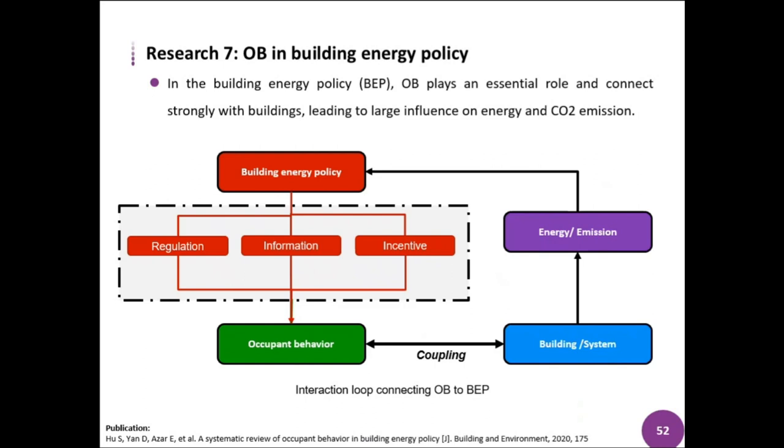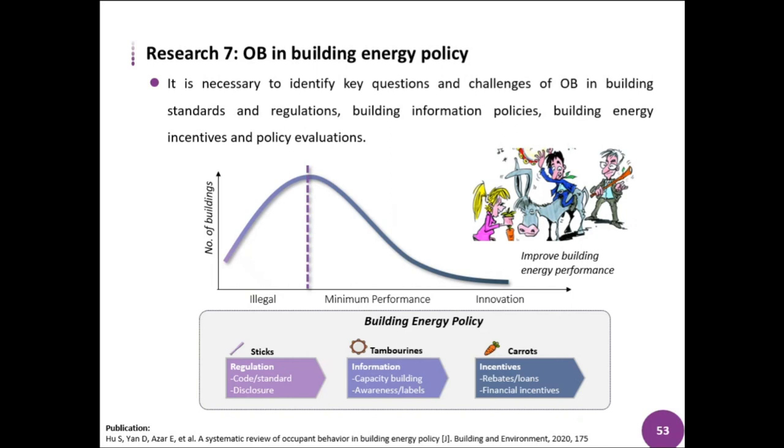Now if we go from the urban level to the energy policy level, we find that behavior plays a very essential role connecting the buildings, leading to a very large difference in energy usage and CO2 emission. Here, the code part tries to limit people's behavior, and also encourage people to behave better. So it's more like sticks, trampolines, and carrots. We always say, how can we drive a donkey to move forward? We have three kinds of ways. Now this is very in line with our policy.